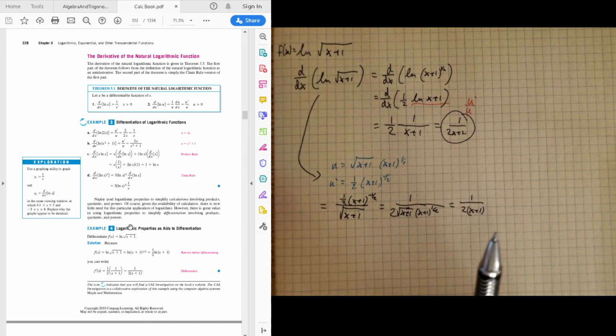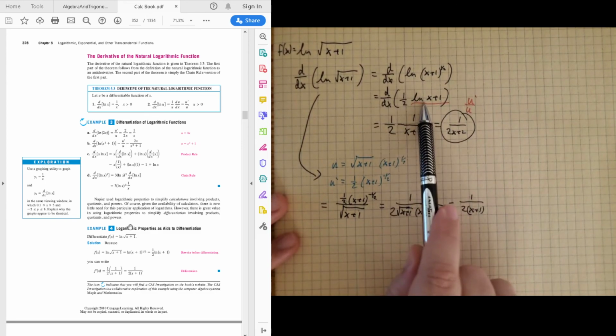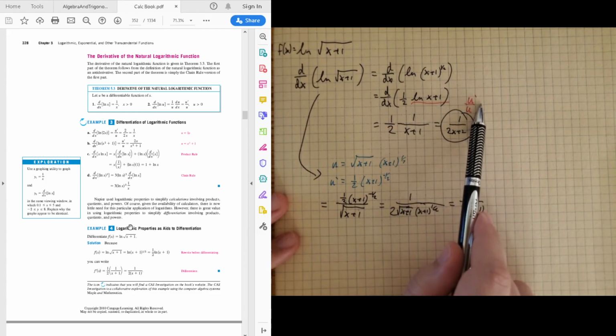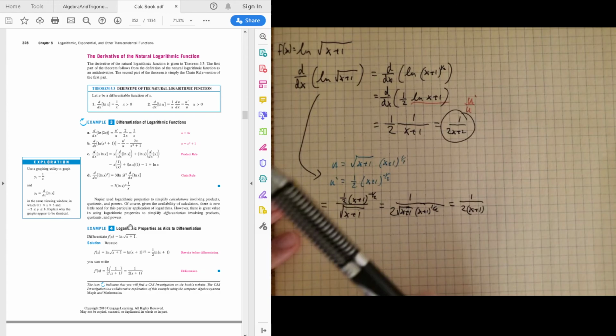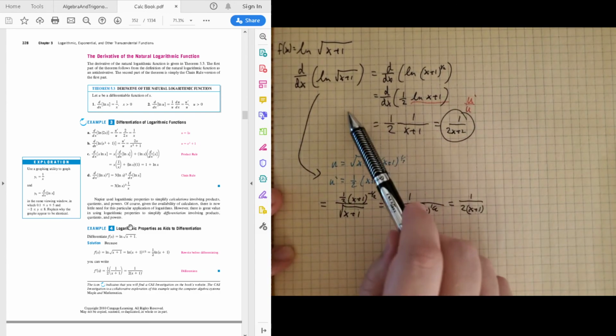And the derivatives are easier, right? I mean, the derivative of 1/2, well, that just pops out front. The derivative of ln of x plus 1, that's easy. You just do the rule for 5.3.2, u prime over u. And so it's so much easier to do it with the properties as opposed to trying to force it to work using the chain rule.